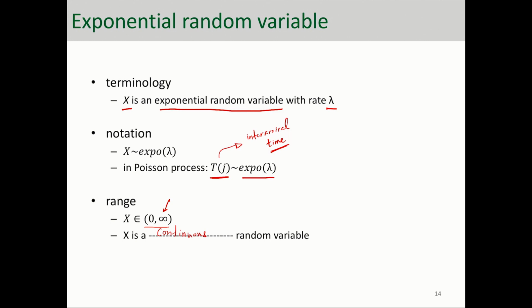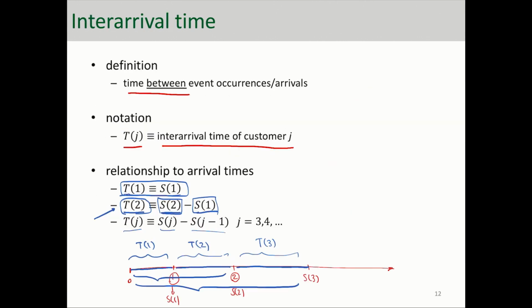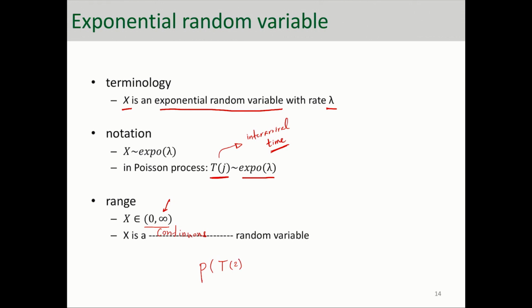So let's say that you want to calculate probabilities. Let's say that you want to calculate the inter-arrival time between the second customer and the first customer, or actually, if you go back here, T2 is the inter-arrival time between the second customer and the first customer. Let's say you want to calculate the probability of that, I don't know, being less than 30 minutes. How do we calculate that?